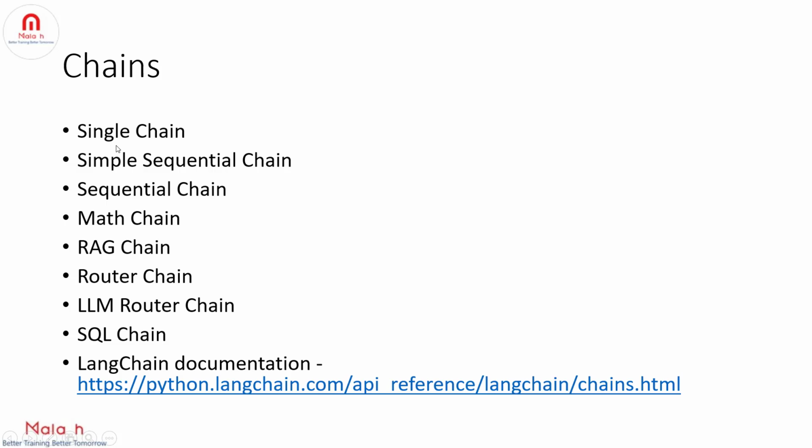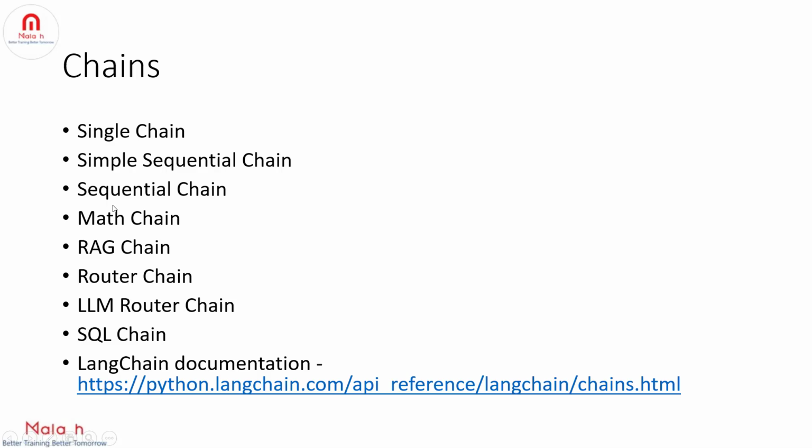So far we have seen single chain, simple sequential chain, math chain, RAG chain, right? Now let's see router chain. Okay, so what we did in sequential chain, we can only run sequential tasks, that is tasks that are dependent on each other, one task after another, right?